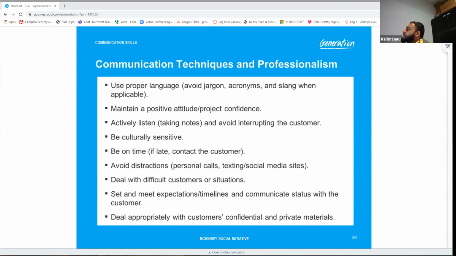Communication techniques and professionalism. Use proper language. Avoid jargon, acronyms, and slang when applicable. Maintain a positive attitude and project confidence. Actively listen, take notes, and avoid interrupting the customer. Be culturally sensitive. Be on time. If late, contact the customer. Avoid distractions: personal calls, text and social media sites. Deal with difficult customers or situations. Set and meet expectations and timelines, and communicate status with the customer. Deal appropriately with customers' confidential and private materials.